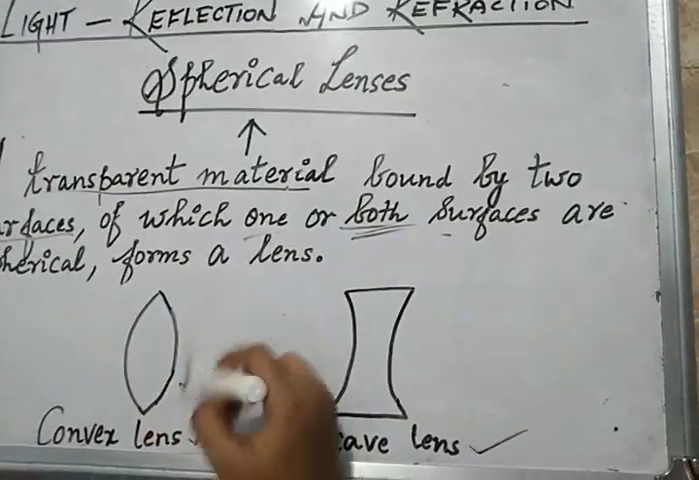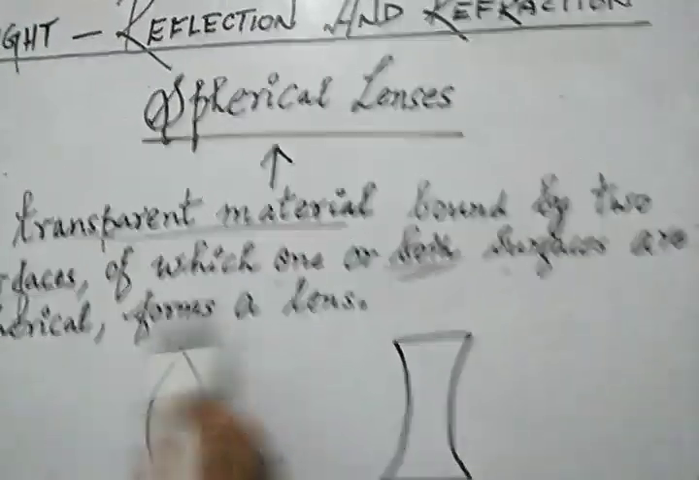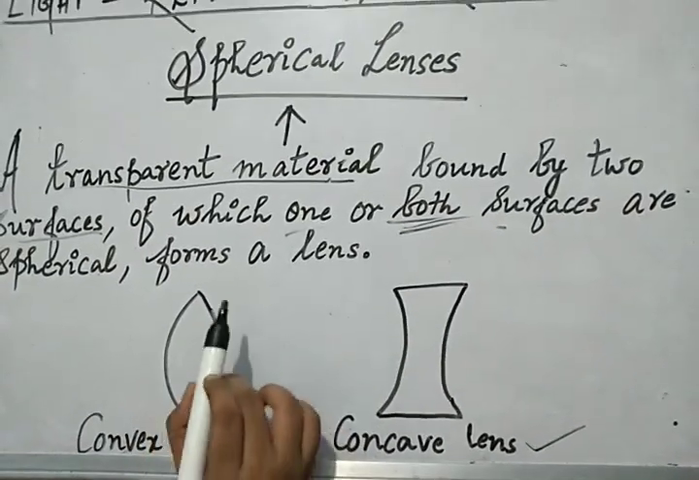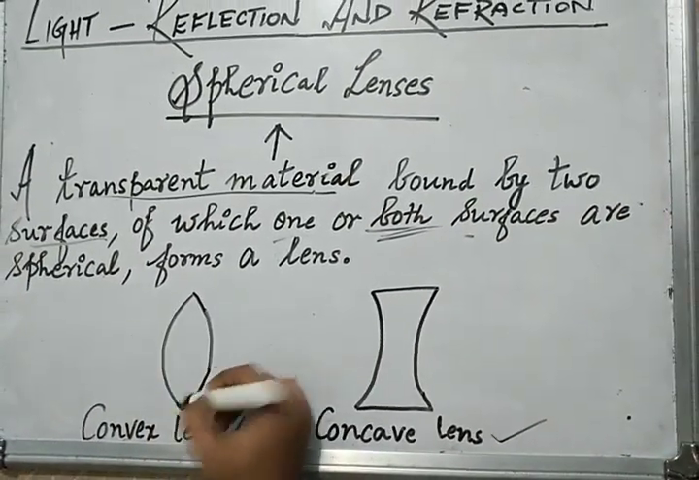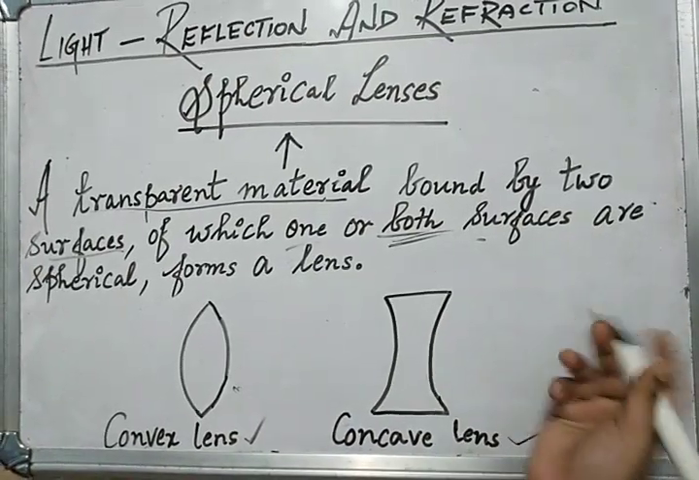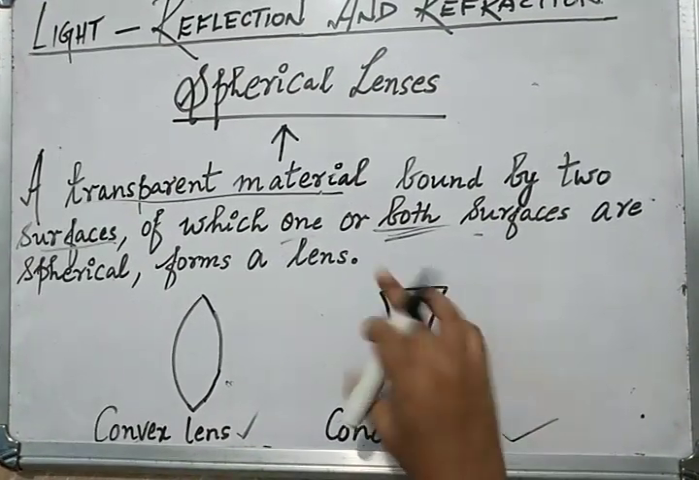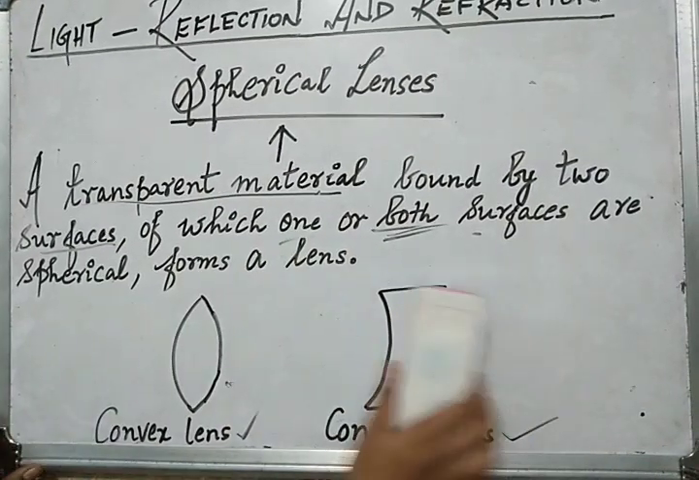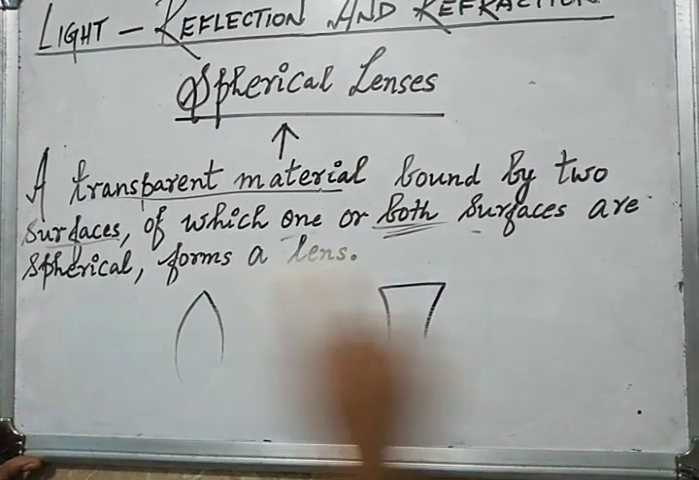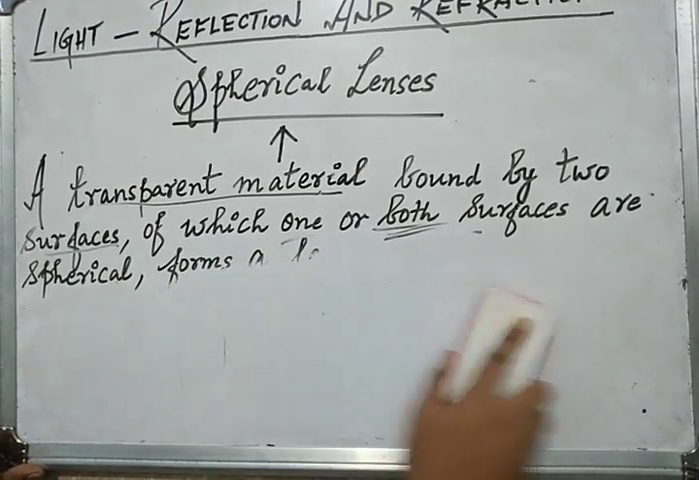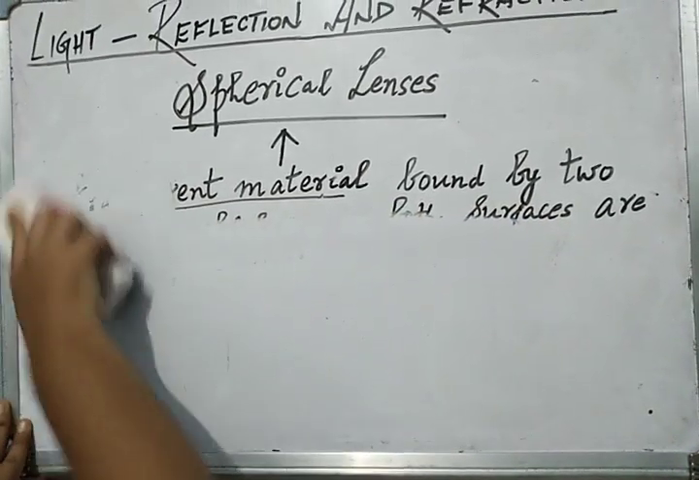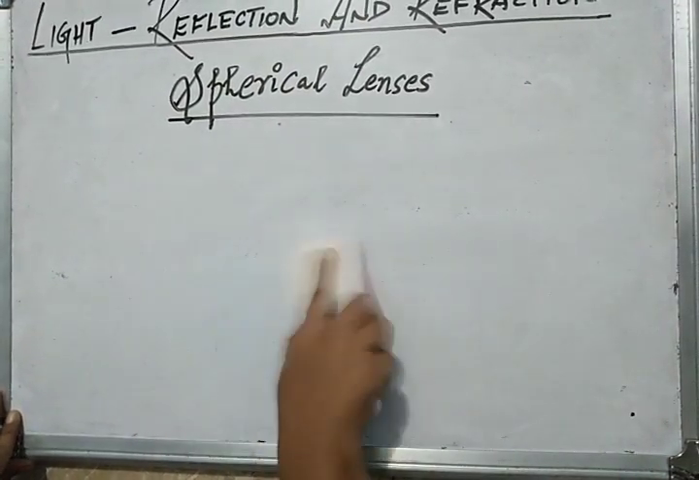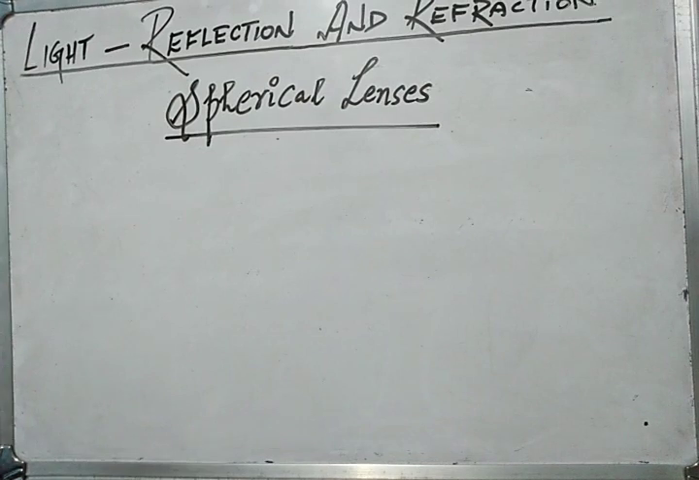In these lenses, both the surfaces are spherical. Both the surfaces form a part of a sphere. This is a portion of transparent glass bound by two spherical surfaces. Now let me show you how it is a part of a sphere. I have been telling you that these lenses form part of a sphere.